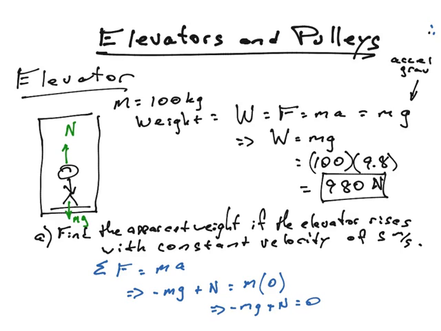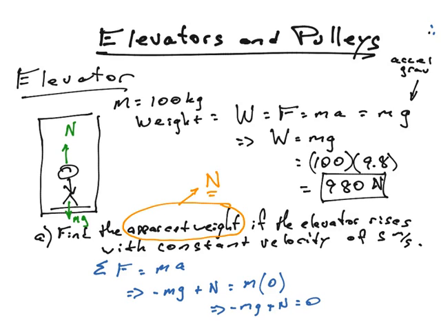Solve this, and here's the key. Anytime I'm looking for apparent weight, that means calculate normal force. Another word for normal force is apparent weight. How heavy do you feel? What would a weight scale say your weight is? All of those things mean calculate normal force.